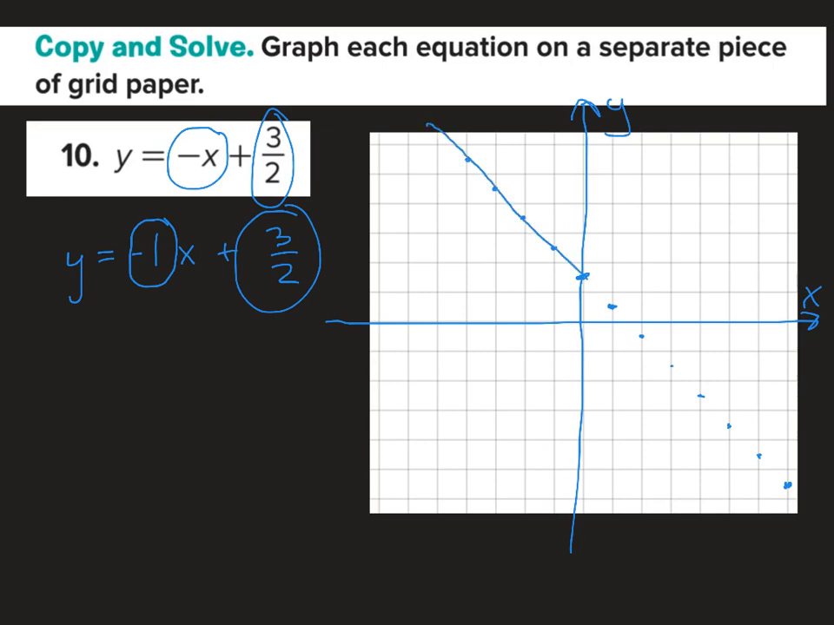And then I'm going to connect my dots to create my line. And so that is the graph of the equation y equals negative x plus 3 over 2. And I'm going to label my y-intercept of 0, 1 1/2.